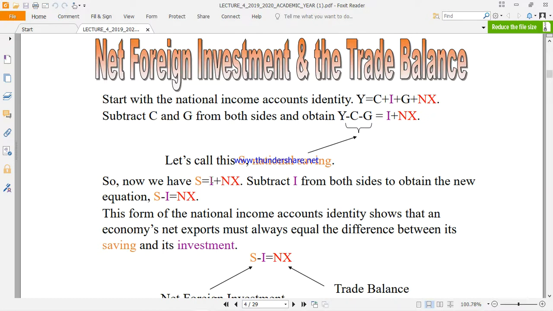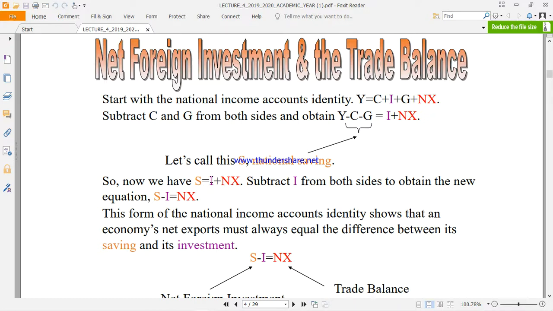So then we're saying that the national saving accounts identity shows that an economy's net exports must equal the difference between its savings and its investment. So what I mean is that the amount that we use for net exports comes from the difference between what we save and what we invest.